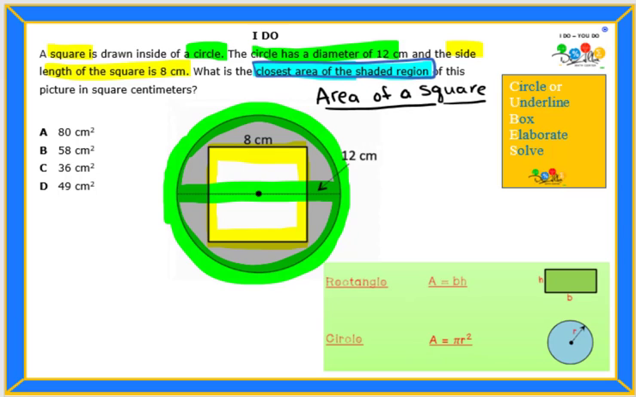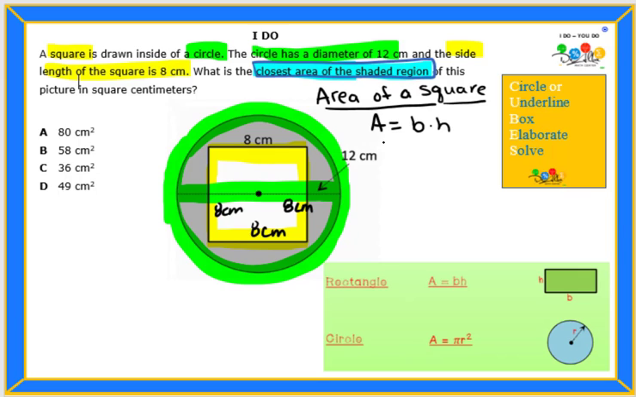So since the square is a rectangle, we're going to use our formula, area equals base times height. And when we look at the square, we know that all 4 sides are the same. So if this top side that they gave us is 8, then this side on the right, the height, is also 8 centimeters. All 4 sides are 8 centimeters.